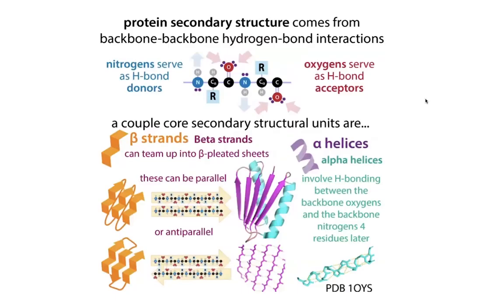So now let's dive deeper into that secondary structure. The two main structural units we're going to talk about are beta strands, which can team up into beta pleated sheets. And we'll talk about how with these sheets, you have multiple strands interacting with one another. And these can be in a parallel manner, where the strands are going in the same direction, or they can be in an anti-parallel manner, where they're going in opposite directions.